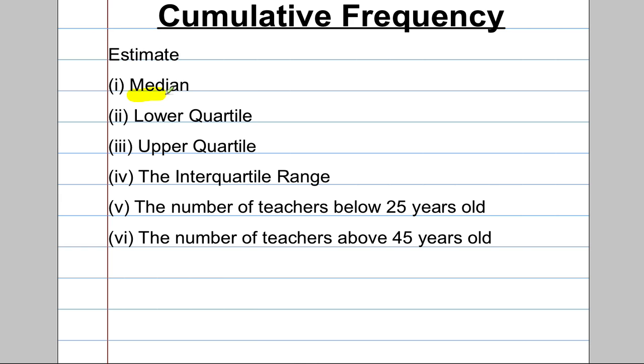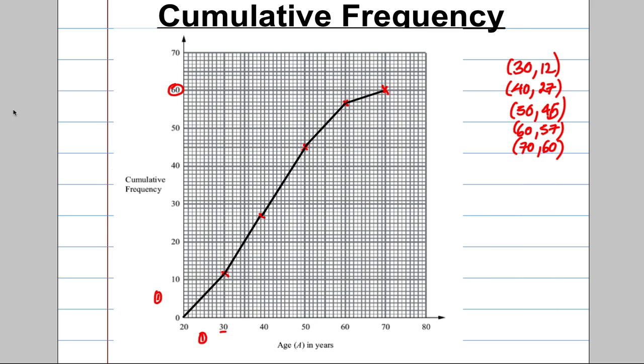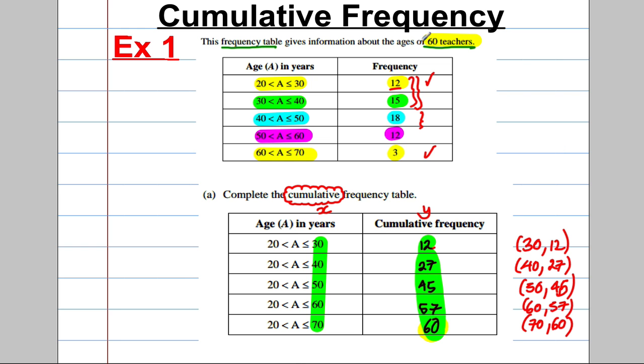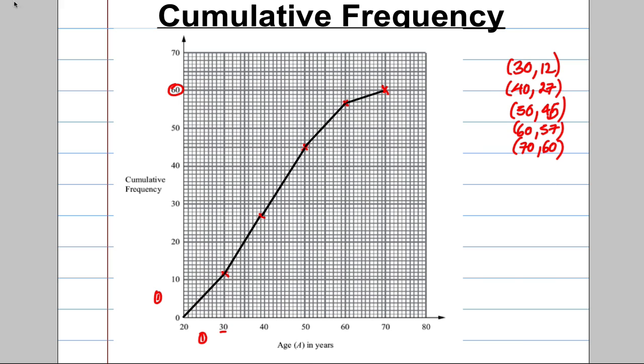Let's go for the median first of all. Now the median happens in the middle. You remember the median happens in the middle. Now how many teachers are there? It's not the middle here, it's the middle of 60, because remember in the question there were 60 teachers? So the middle happens at the 30th teacher.